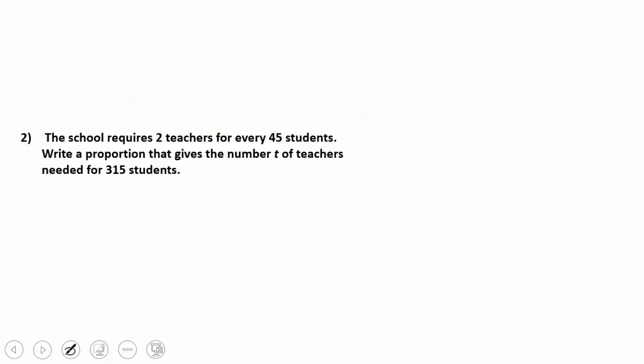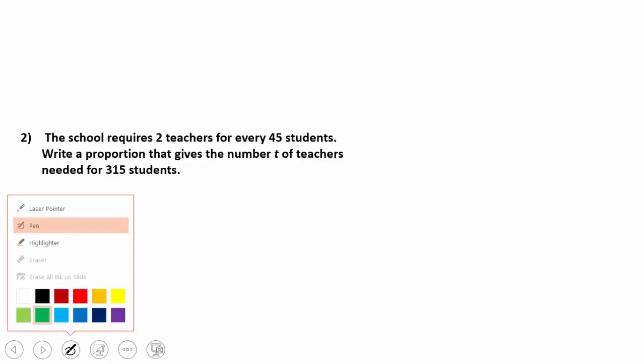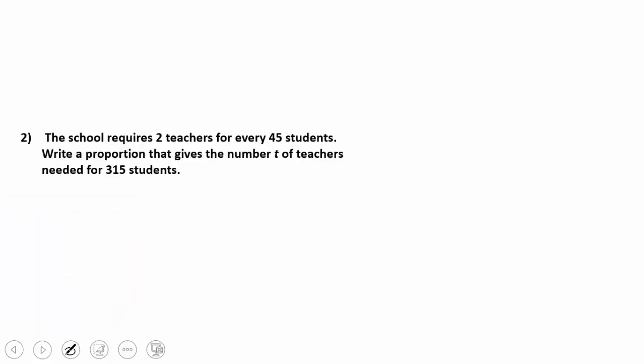So here's where it comes from a real-life problem, and here's where, when you don't have a table, it gets a little bit more challenging. The school requires 2 teachers for every 45 students. Write a proportion that gives the number T of teachers needed for 315 students. So we're going to get consistent here. We're going to look and say, hey, I know that I have to write a proportion. So I'm going to make my proportion template.